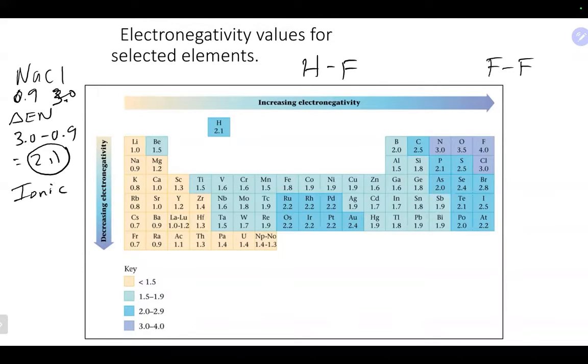Once again, for something like this, you don't even need the numbers. As soon as you see sodium and chlorine, metal, non-metal, it's ionic. So if it makes you feel better, you can do that. Not all ionic bonds, when you do the electronegativity difference, will get you above 2. There are some that will be less than 2. So again, I would just follow metal, non-metal, ionic, and you'll be okay.